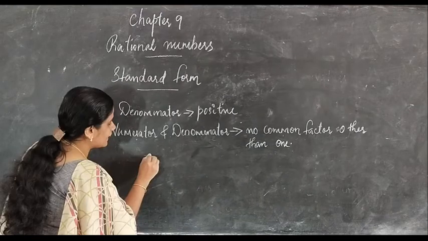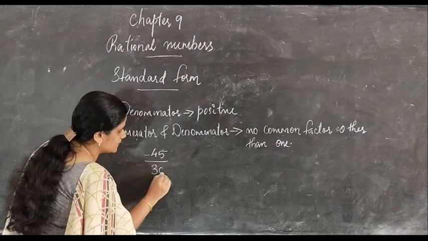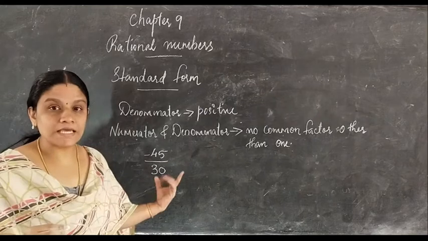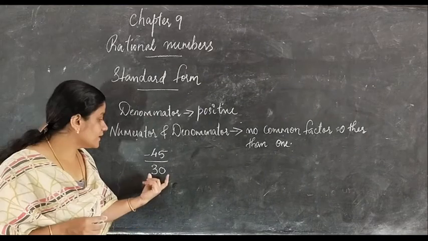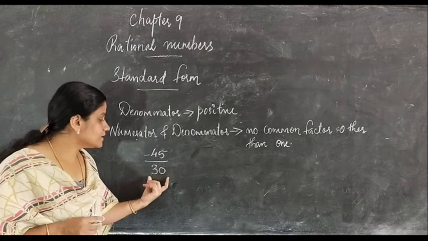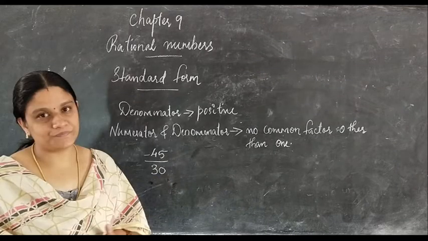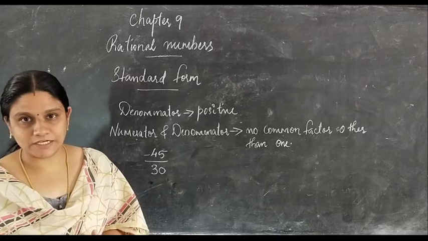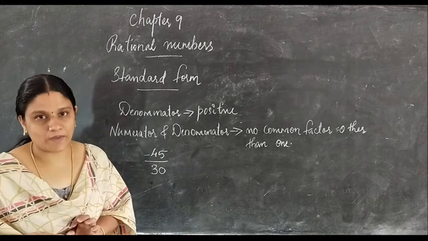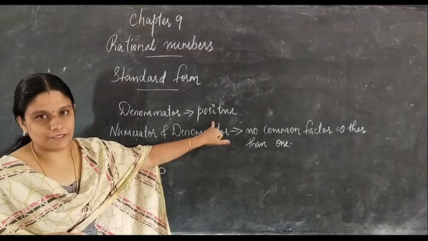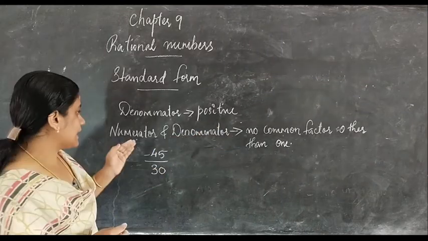For example, negative 45 by 30. This is a rational number. We have to check whether this rational number is in its standard form. That is the question. As I told you, these two conditions should be satisfied. The first condition is the denominator should be positive. Here it is 30, which is a positive integer. So the denominator is positive.